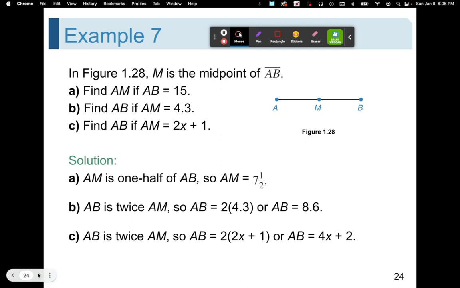All right, let's see. I think that wraps this up. So that's all of section 1.2.